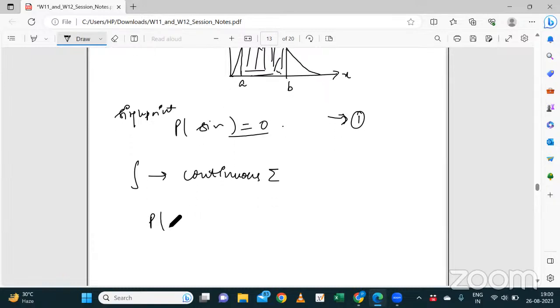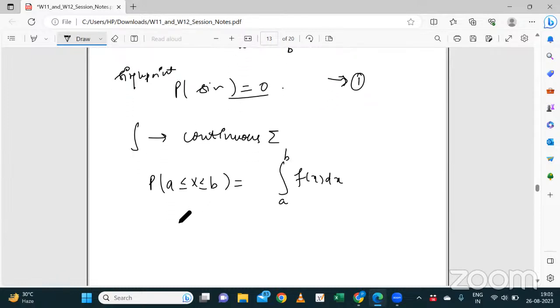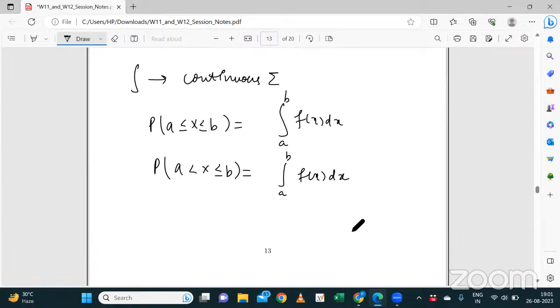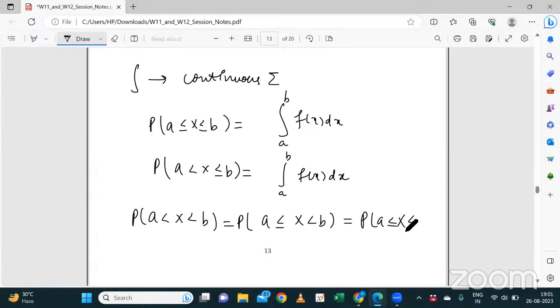So if I'm saying the probability that a is less or equal to X less or equal to b, I have to integrate my function from a to b. Now suppose I'm saying a less than X less or equal to b. Again I integrate from a to b, not a minus 1, because the probability at a single point is 0. So the probability of a less than X less than b is the same as a less or equal to X less than b, or a less than X less or equal to b, or a less or equal to X less or equal to b, because for a continuous random variable the probability at a single point is 0.